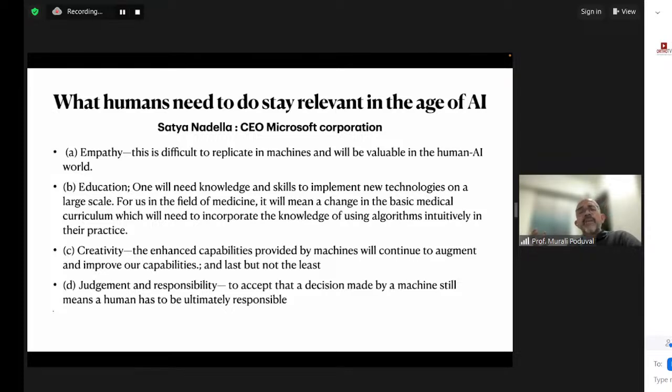It will mean a change in the basic medical curriculum, which needs to incorporate the knowledge of using algorithms in the practice. Creativity. If we don't have creativity, how will algorithms enhance our capabilities? We need the creativity to devise algorithms to enhance our capability. And lastly, and not the least, judgment and responsibility to accept that a decision made by a machine still means that a human is ultimately responsible. And on that note, I thank you for your attention and I conclude my talk for the day.